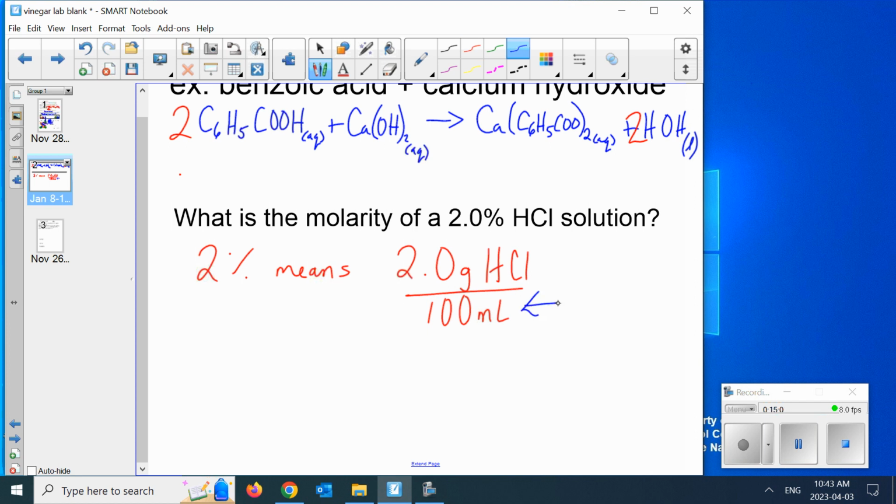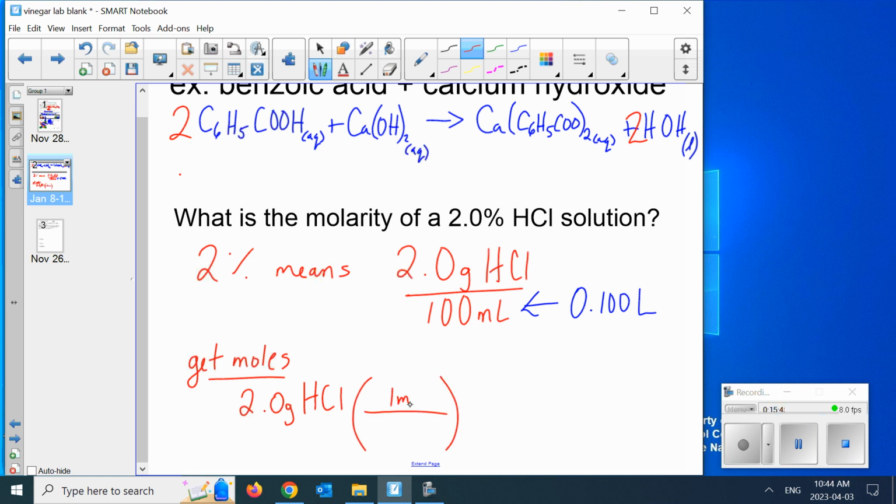But we also know that we probably want to operate in liters. And just by looking at it, I know that 1,000, right? I know that that's actually decimal 100. So when I say a 2% solution, I'm meaning 2 grams per 100 mils. And I know that that's actually 0.100 liters. So to get moles, you've got to get moles. 2 grams of HCl. If I add up the H and the Cl, 1 mole, that is what? That added up.